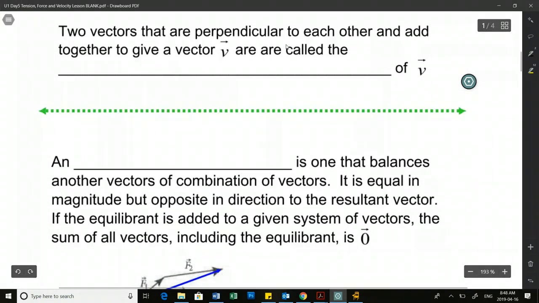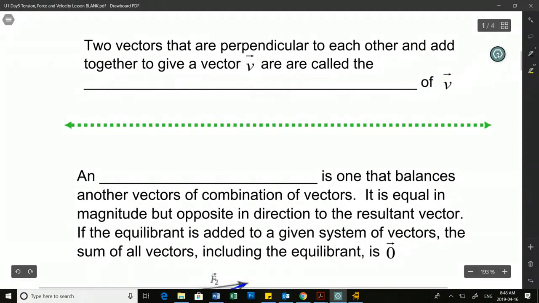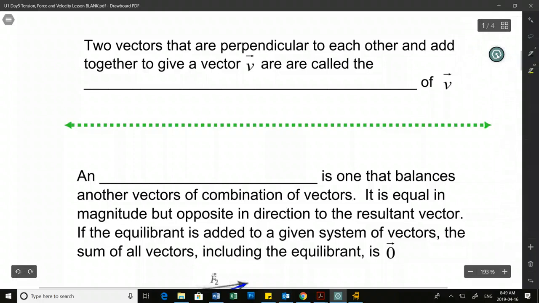Okay. So today and tomorrow actually, we're going to do a few applications of vectors. So there's a few little things that we need for setup information. Two vectors that are perpendicular to one another and add together to give vector v are called rectangular vector components of v. Oh, why is this not working?